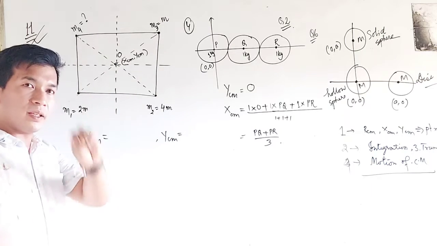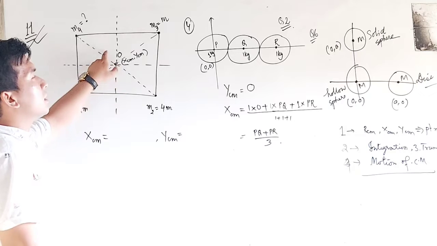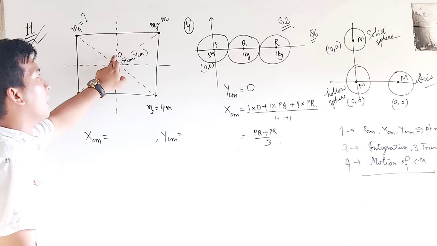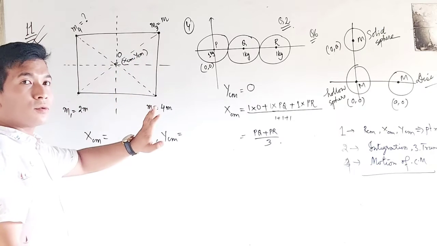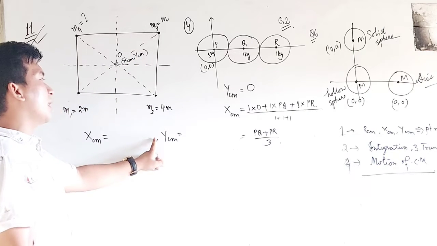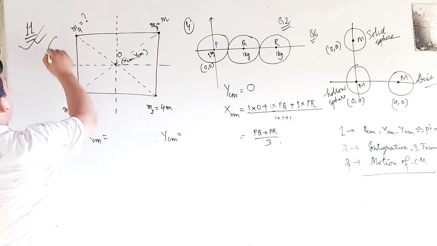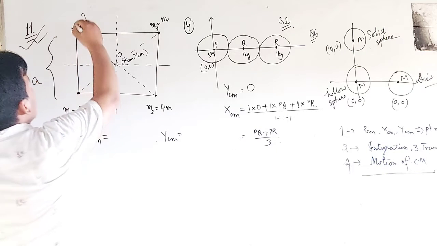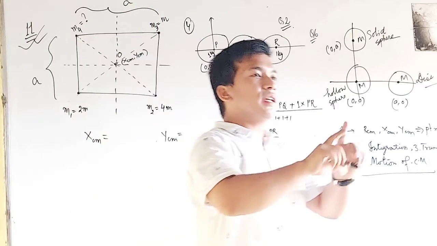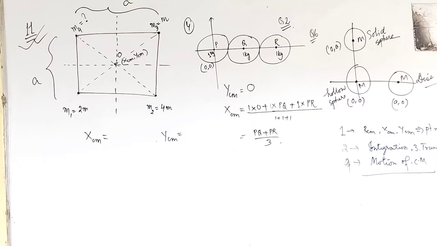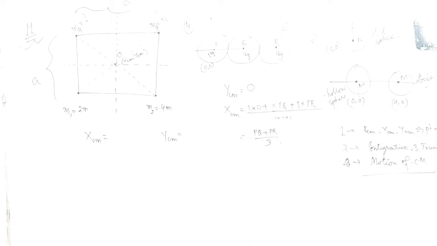It is already given in the question that this O will be the center of mass. So the coordinate will be XCM, YCM. Now tell me what will be the coordinate of this XCM, YCM, provided that this is also a square. It will have equal sides. If we consider one side as A, the remaining three sides will also be A. Now tell me what will be the coordinate of XCM.